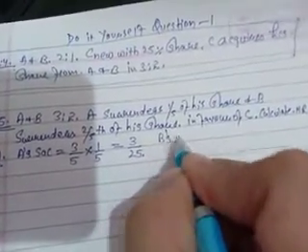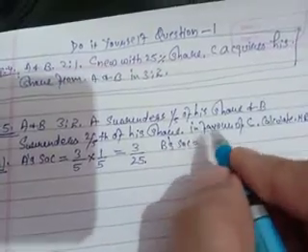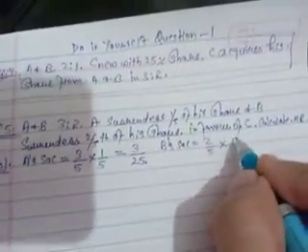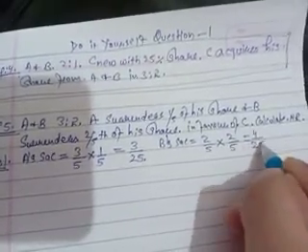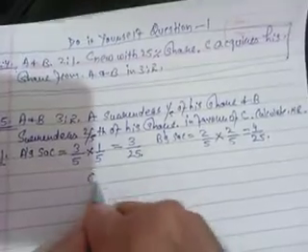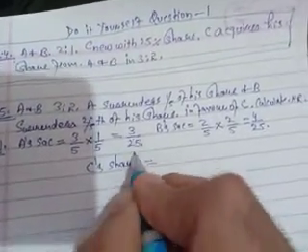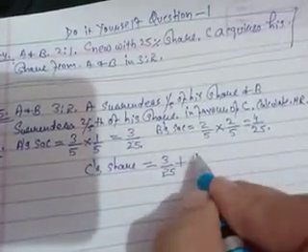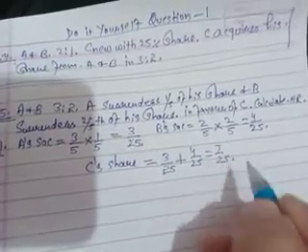Now B's sacrifice. B surrenders 2/5 of his share. So B's share was 2/5 and he is surrendering 2/5 of his share. That means 4/25 is B's sacrifice. Now C's share will be the surrender by A, that is 3/25, and the surrender by B, that is 4/25. It is equal to 7/25.